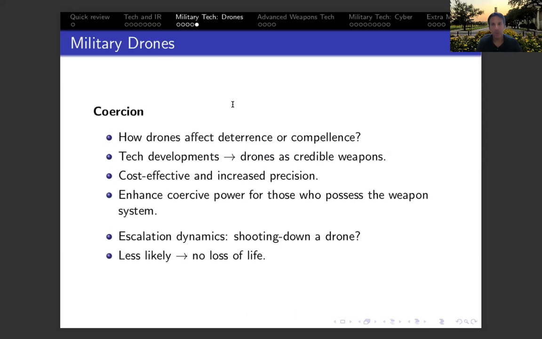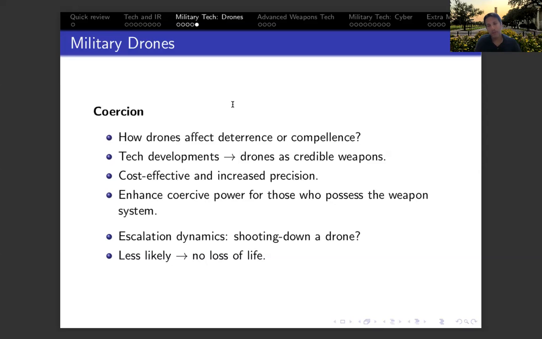Others wonder what happens if we make drones a legitimate part of warfare, how that may lead to escalation. So does shooting down a drone lead to an escalation in a conflict? And the existing evidence we have thus far suggests that this is not the case. One of the main reasons for that, at least what we have now, is that because there's no loss of life, the shooting down of a drone does not include a loss of human life, so there's no risk of escalation.